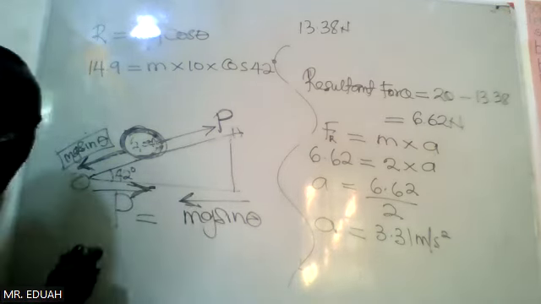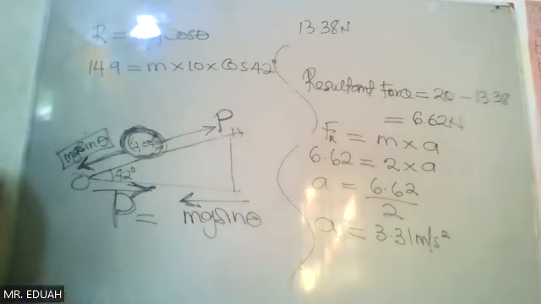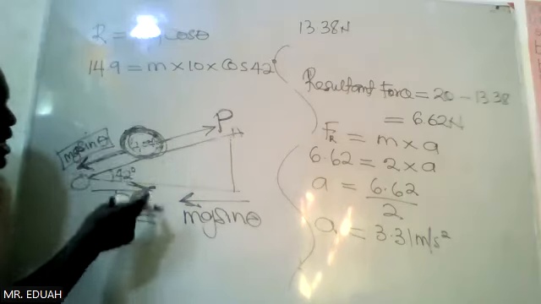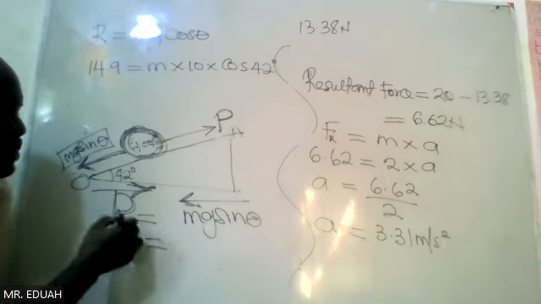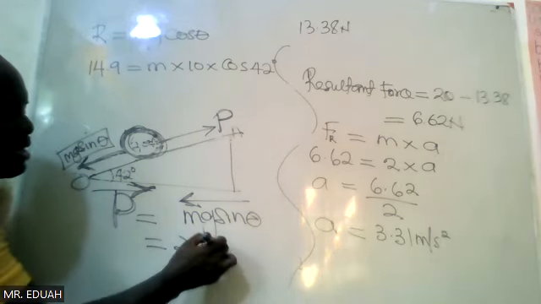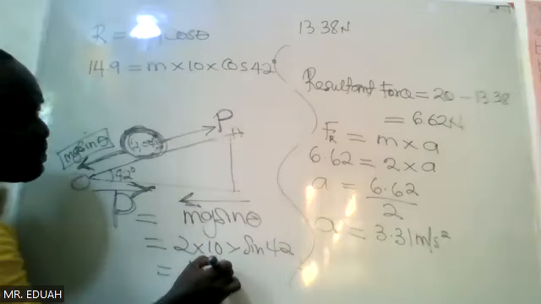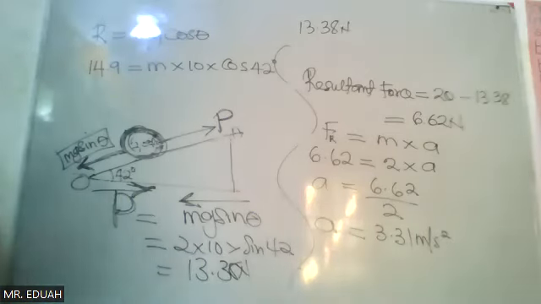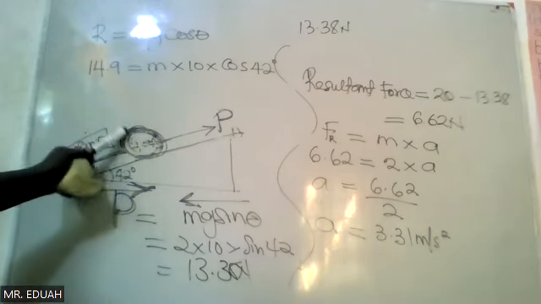So for this to remain stationary, P must be equal to this. A force parallel to the plane which will hold this and keep it stationary must be this. That's how we established that P is equal to 2 by 10 by sine of 42, and as a result we had 13.38 Newton. So now the assumed force is 13.38 Newton, which will keep this at rest.